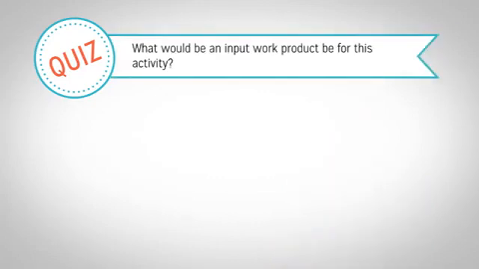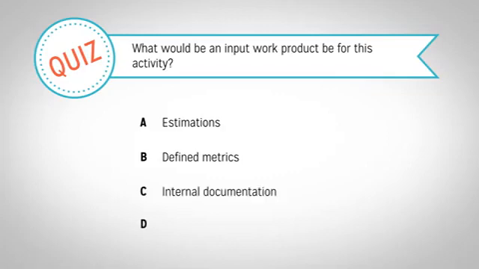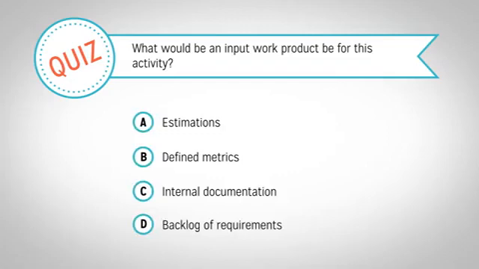You are a product manager working for a chain of coffee shops. Your client wants your development team to create an app that allows end users to pay for their coffees with the application. You are working on the Formulating Potential Approaches activity with your development team. What would an input work product be for this activity? A. Estimations. B. Define metrics. C. Internal documentation. Or D. Backlog of requirements.